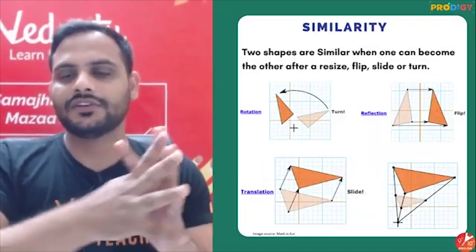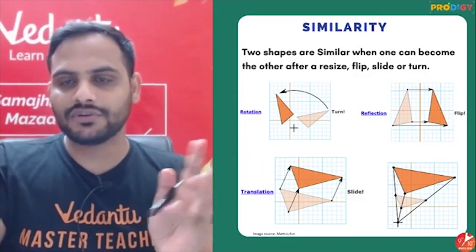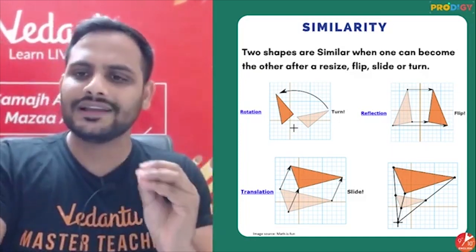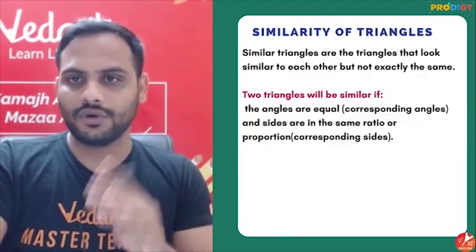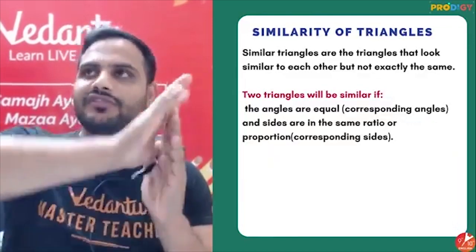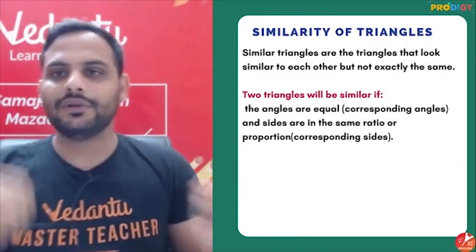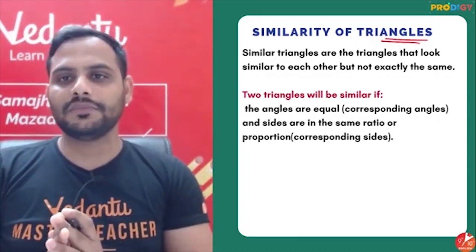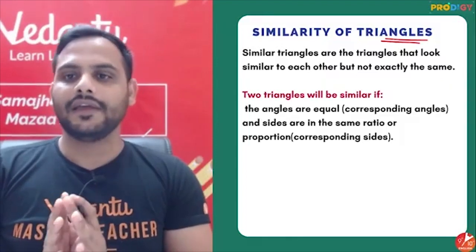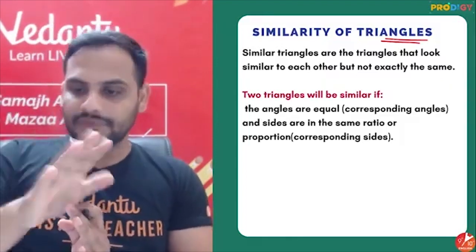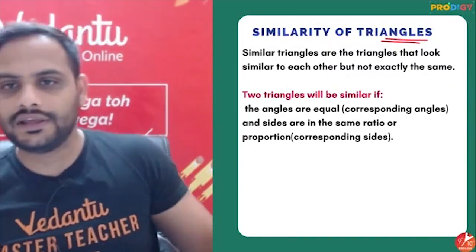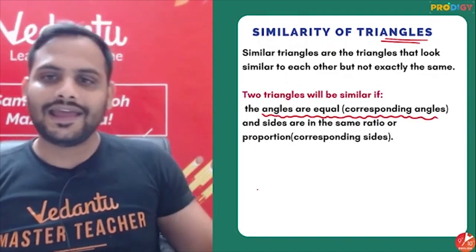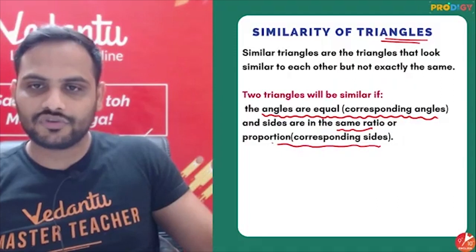As we have learned about congruency, you can do rotation, anything; the same is the case for similarity. Only thing is we want the shapes to be the same. Now in this chapter we are not looking at the similarity of all types of shapes. We'll be looking at the similarity of triangles. Two triangles are similar if in both those triangles all the corresponding angles are equal and the corresponding sides are proportional.